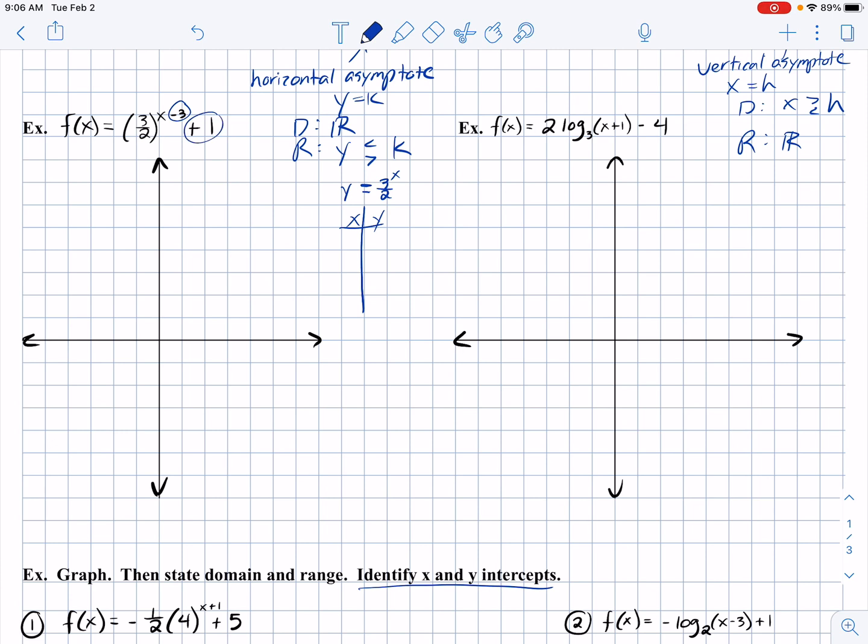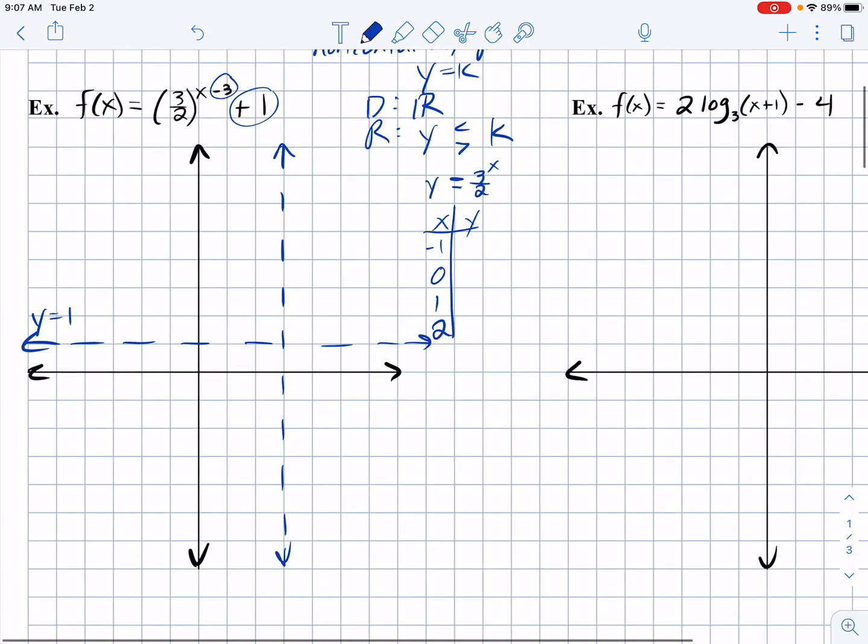The negative 3 in parentheses is a shift right 3. And the plus 1 is a shift up 1. The plus 1, that is your horizontal asymptote. And then 3, maybe 4 points is good for these graphs. I'm going to use negative 1, 0, 1, and 2. And we're plugging those in just for our parent function.